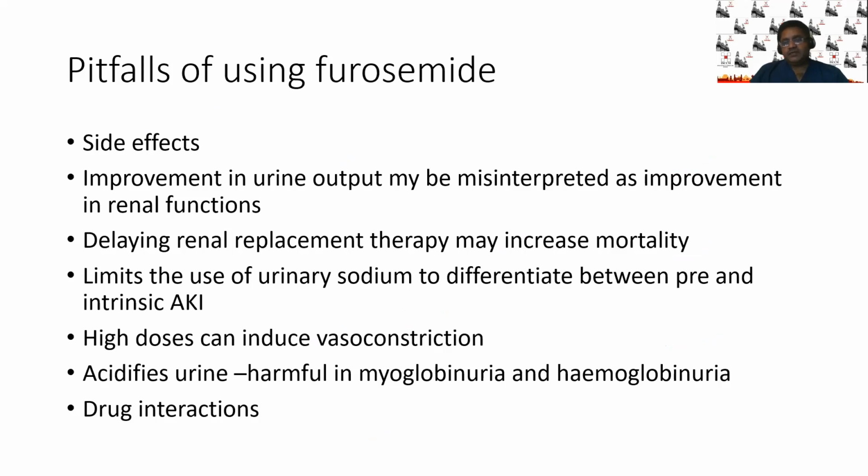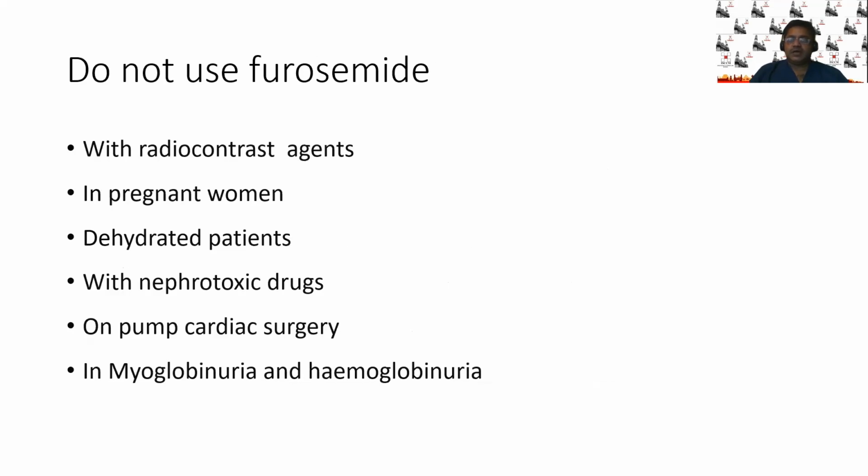What are the pitfalls of using furosemide? The side effects we have described. The improvement in urine output may be interpreted as an improvement in renal function, which are not the same, which might actually delay the renal replacement therapy and increase mortality. The use of a diuretic like furosemide will limit the use of urinary sodium to differentiate between intrinsic and prerenal AKI. High doses of furosemide can cause vasoconstriction, and there are a lot of interactions with furosemide.